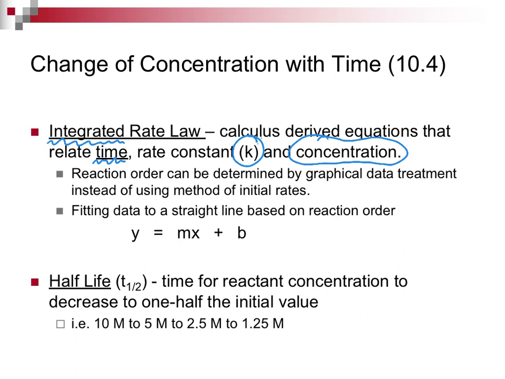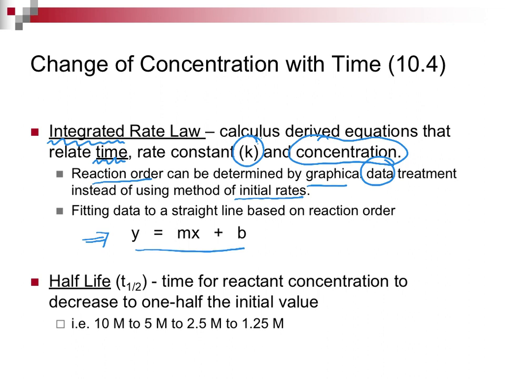So when we talked about a reaction order, you can determine it by the method of initial rates, but it's not very good. It's very laborious. Instead, what we would like to do is take our data and in a graphic way, figure out what's going on. The whole idea behind this is we're going to fit our data to a straight line based on the reaction order, and it will be a line that follows y = mx + b.